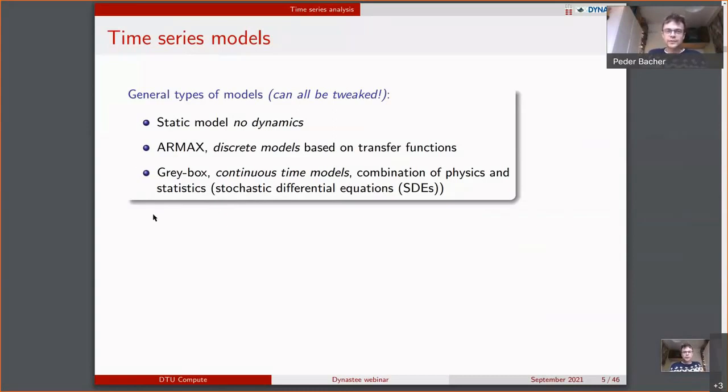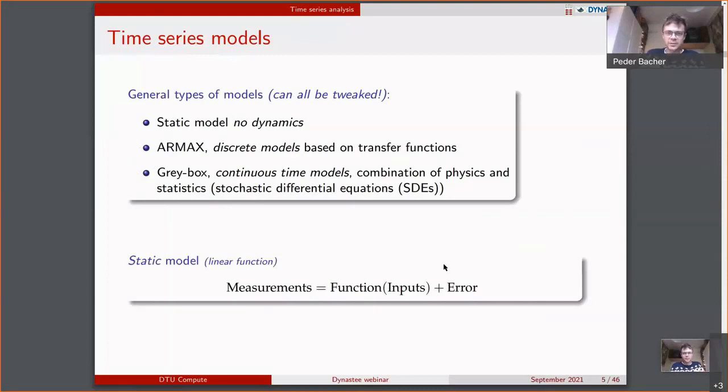So I'll go through these 3 types of models, and they can all be tweaked in different ways. Even though these ARMAX models are linear models for linear time invariant systems, they can be tweaked to become nonlinear in many ways. But we'll try to take it from scratch and see how these models are actually formulated and how they work. So to explain it a little bit more in detail, let's do it like this.